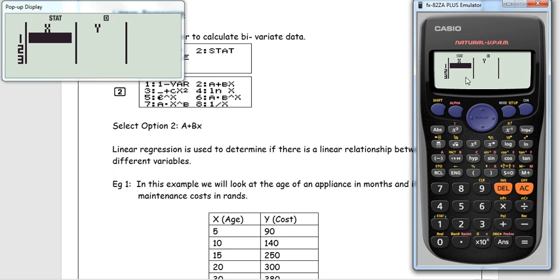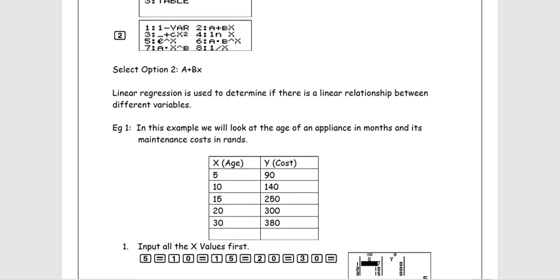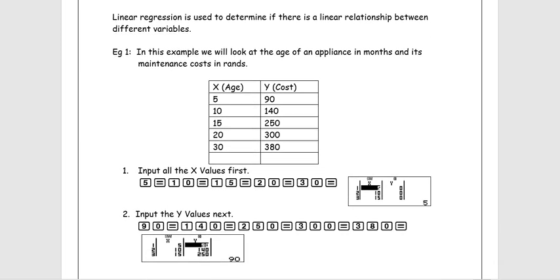What you will now see on your screen is two empty columns where you are going to need to input your values or your data. Let us have a look at our example that we are going to be covering today. Example number 1 says, in this example, we will look at the age of an appliance in months and its maintenance cost in rands. So we have here our x values, the age of our appliance, and our y values, the cost of maintenance to us.